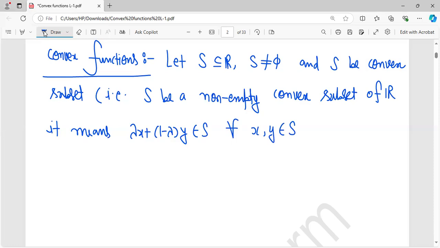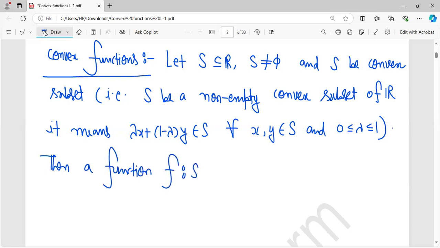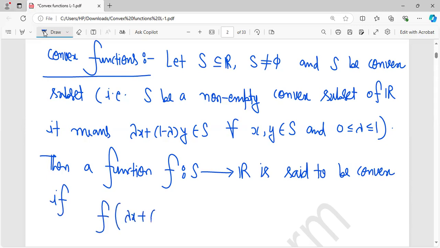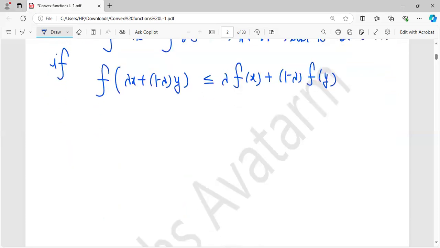And lambda in between this range. Then a function f from S to R is said to be convex if f of lambda x plus 1 minus lambda y is less than or equal to lambda times f of x plus 1 minus lambda f of y, for all x, y belongs to S and lambda in this range.